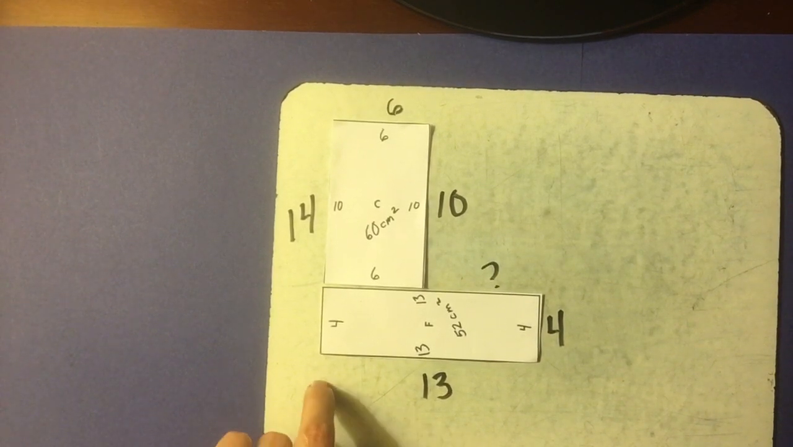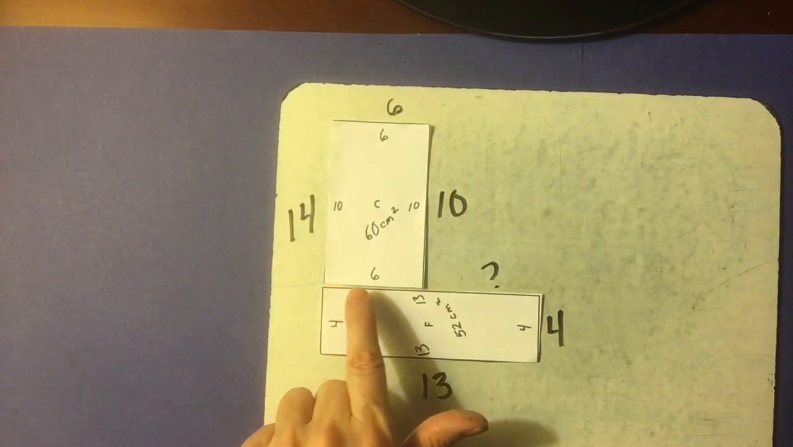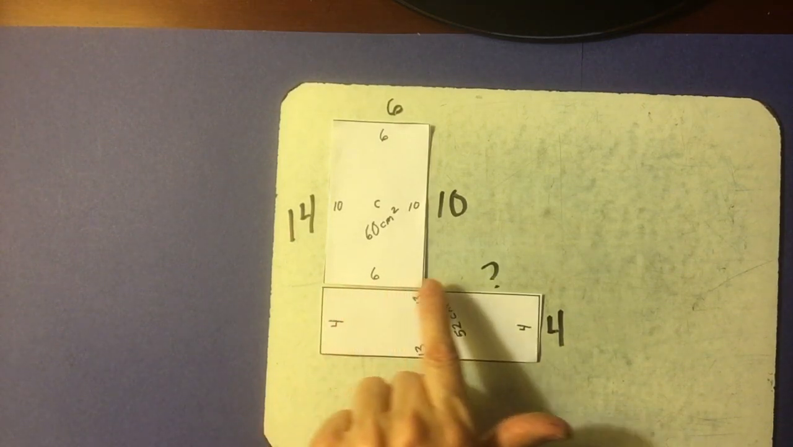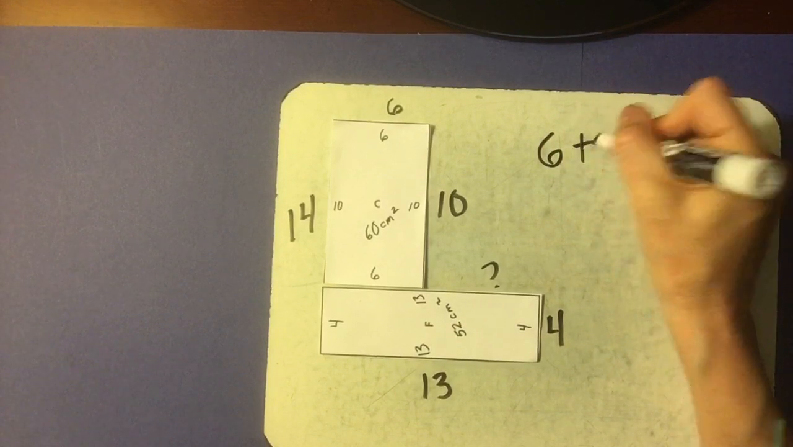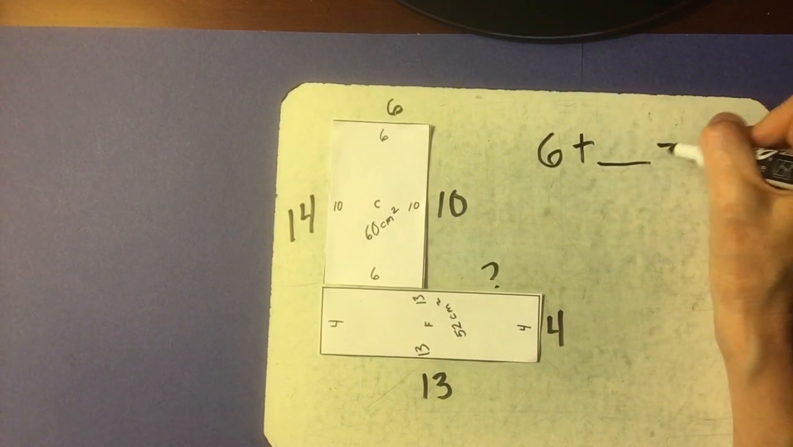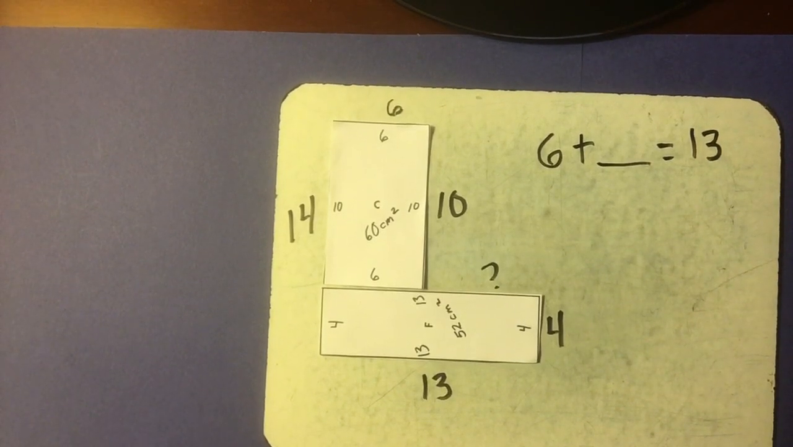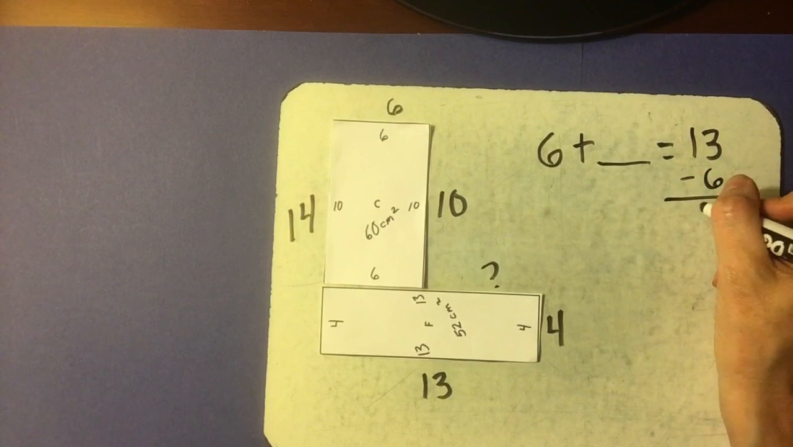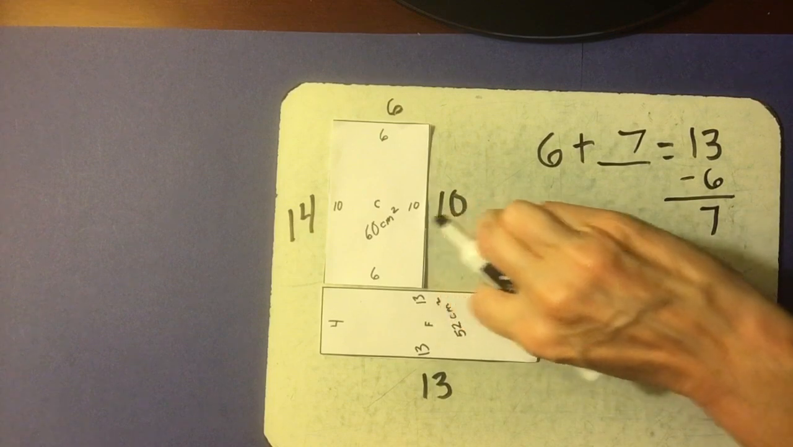Okay, so I have a mystery number here. I know that this side here is 13. I know that this side is 6. So here, it's 6 plus something. So in my mind, I'm thinking, okay, 6 plus something equals 13. And my answer is, you are correct, it's 7. So my mystery number here is 7.